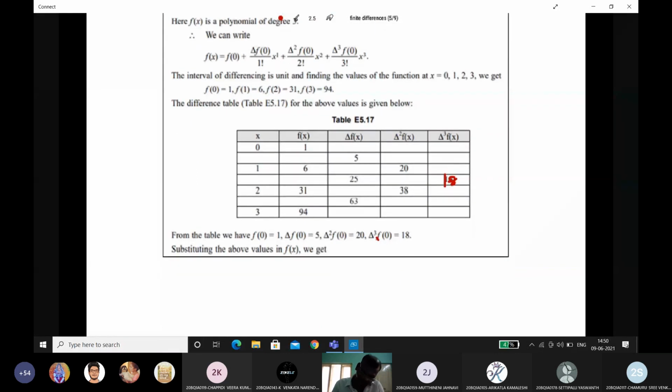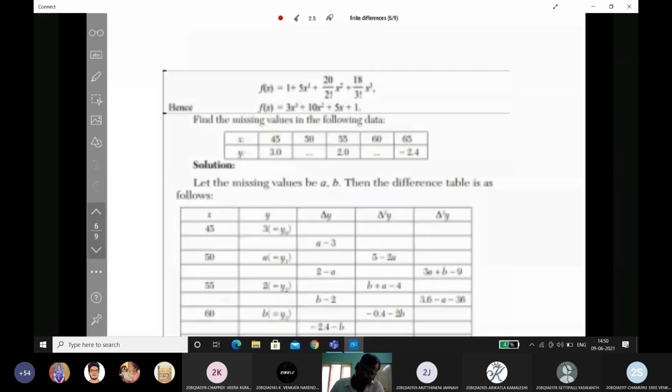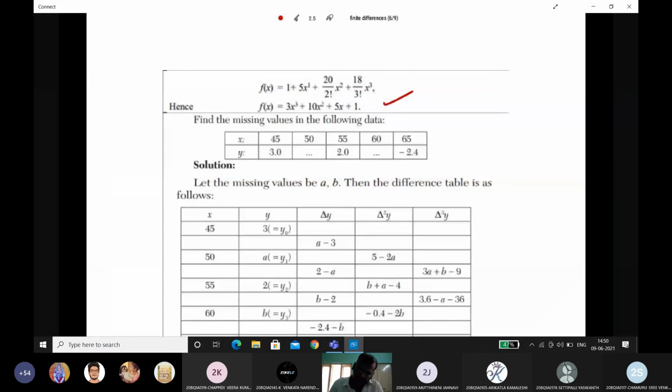We get, that is the answer. The missing number, one more problem is there.